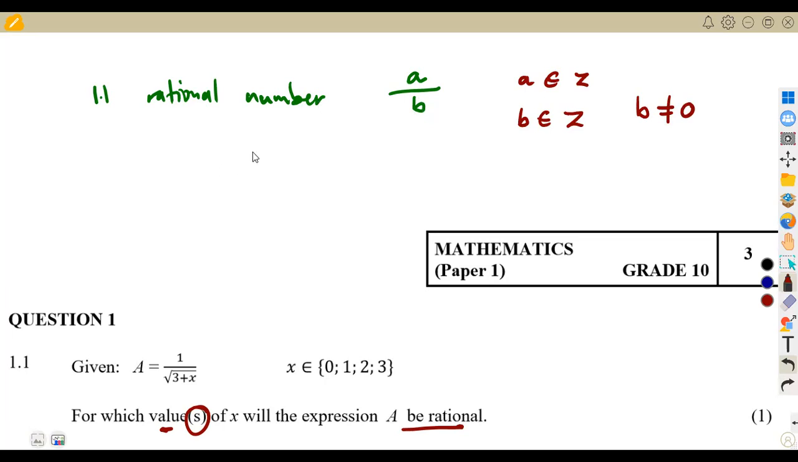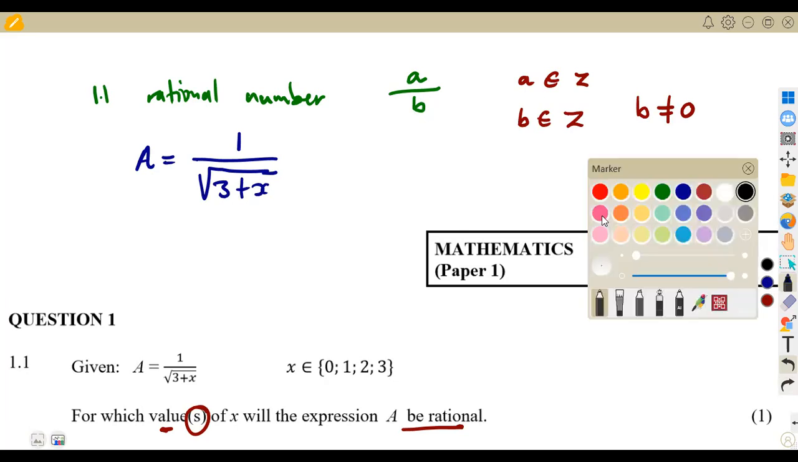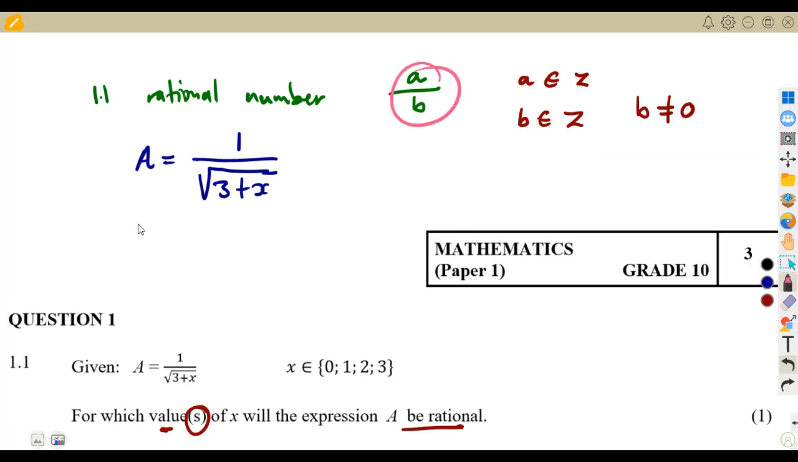So the case is that you are simply checking each value. You're given that A is equal to 1 over the square root of 3 plus x, and you are simply testing each and every value that you're given. Are you going to obtain A over B? That is our rational number concept, whereby these are integers. That is what you're going to consider in that case.